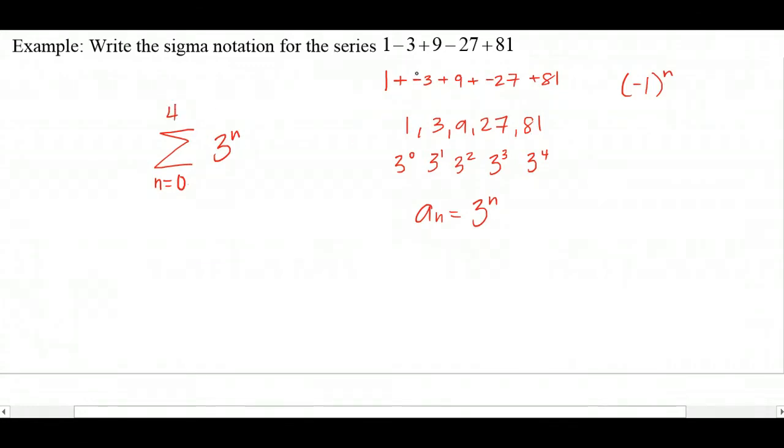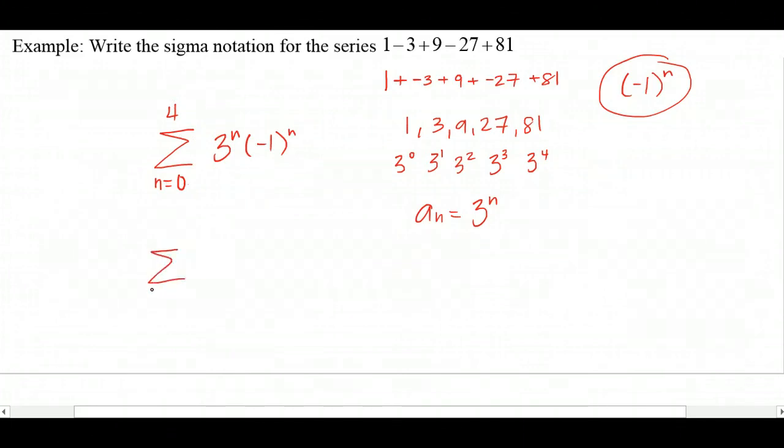But we're missing something. The fact that these numbers alternate. So this was what we had previously to make terms alternate. So let's see what it does. If I have negative 1 to the n, if I start by plugging in 0, negative 1 to the 0 is 1, and then 3 to the 0 is 1. 1 times 1 gives me 1, that's a positive number. Now, if I plug in 1, the next term, negative 1 to the 1 is negative 1, and then 3 to the 1 is 3, so I'm going to have negative 1 times 3, which is my negative 3 that I'm adding. So it looks like this is correct. I can go ahead and leave my answer as 3 to the n times negative 1 to the n from 0 to 4. But again, this isn't the only answer.